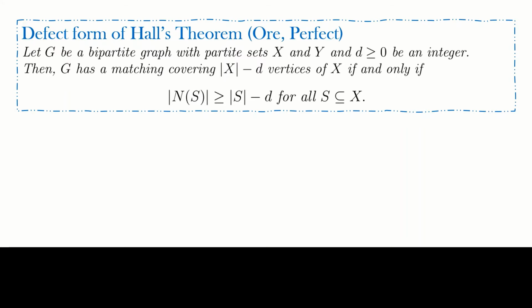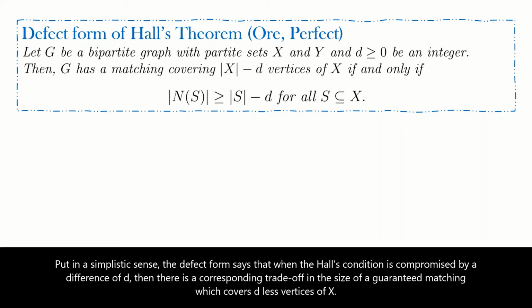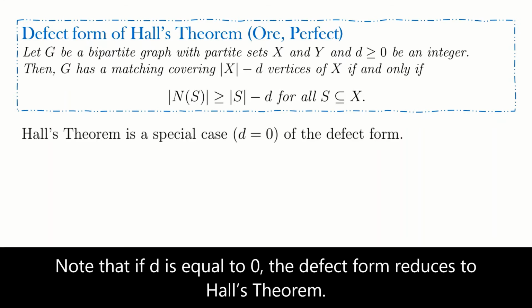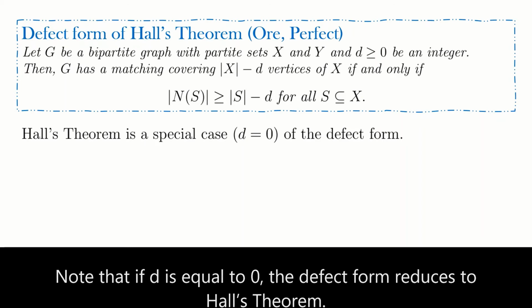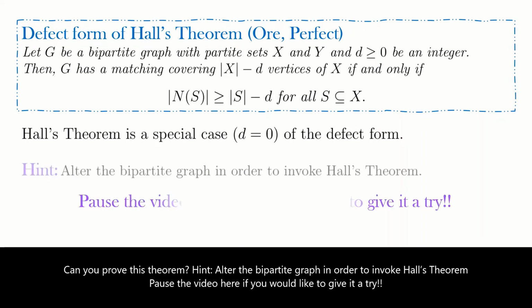Put in a simplistic sense, the defect form says that when Hall's condition is compromised by a difference of d, then there is a corresponding trade-off in the size of a guaranteed matching, which covers d fewer vertices of X. Note that if d is equal to 0, the defect form reduces to Hall's theorem. Can you prove this theorem? Hint: alter the bipartite graph in order to invoke Hall's theorem. Pause the video here if you would like to give it a try.